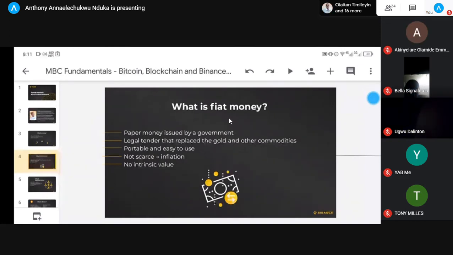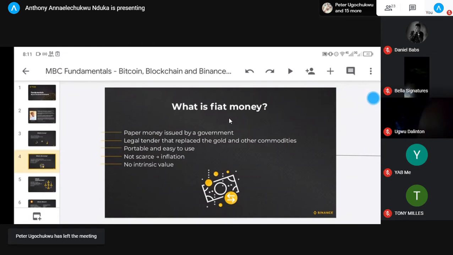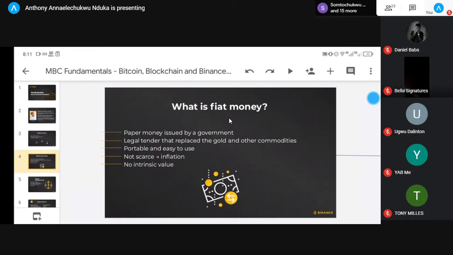Second, we have here legal tender that replaced gold and other commodities. Legal tender here means that it is legal and can be accepted. It can be used as a form of payment and as a form of paying debt. That's what it means by legal tender. Previously we were making use of gold to make transactions. We were making use of cowries and some other things to exchange value. But right now we make use of fiat money, which replaced gold and other commodities. So that is what it means by legal tender that replaced gold and other commodities.